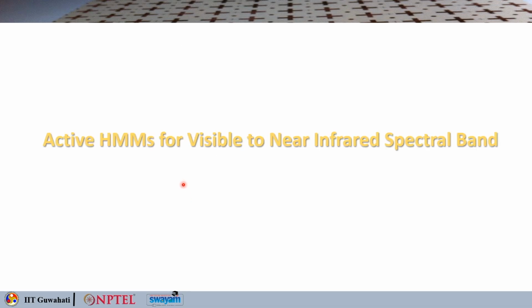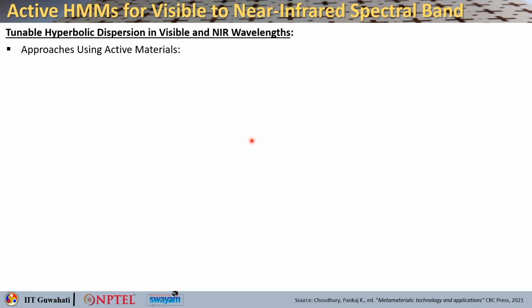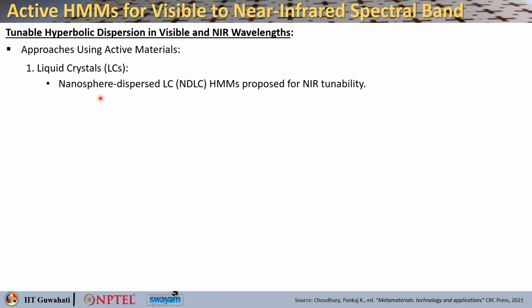So let us first look into this topic, that is active HMMs for visible to near infrared spectral band. The tunability in the visible and near infrared range is crucial for many advanced optical applications, right? So what are the approaches in using active materials? You can think of using liquid crystals, okay? So you can use nanosphere dispersed liquid crystals, that kind of HMMs for NIR tunability.